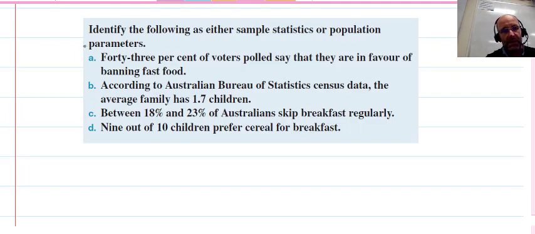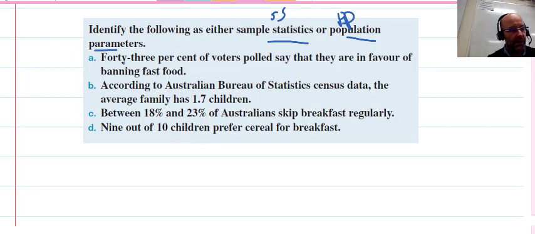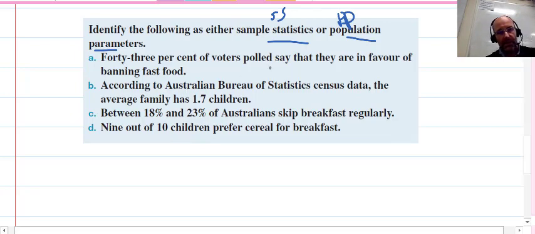So here's a little activity. Identify the following as either sample statistics or population parameters. I'll just go SS versus PP. All right. So 43% of voters polled say they are in favour of banning fast food is the first one there. Now that's a sample because it's a poll. So it's a sample statistic, that one.